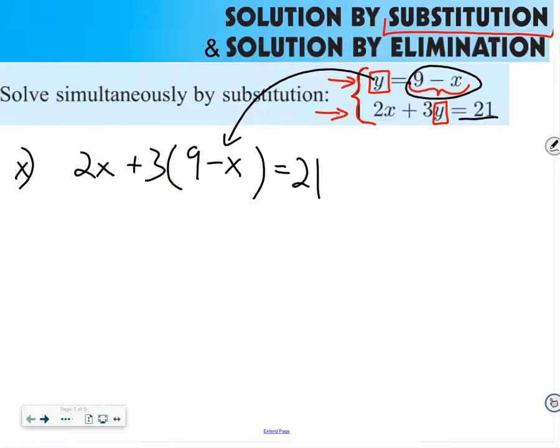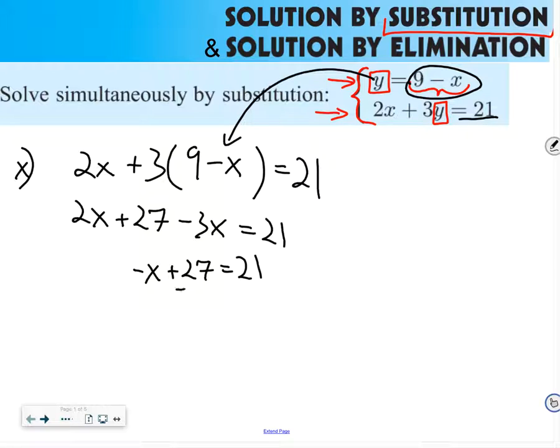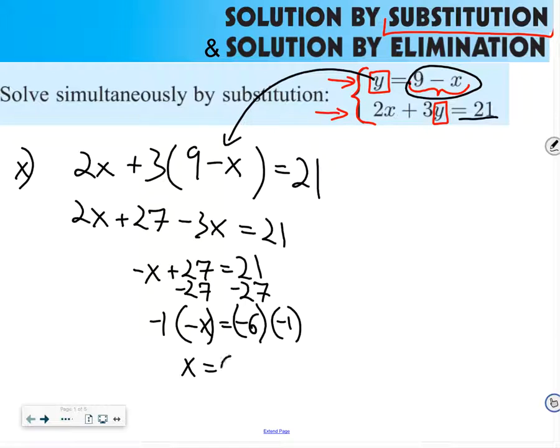So if I have an equation with only x's, I should be able to solve this. So I'm going to solve it by first distributing my 3 across. Okay, I'm going to collect my like terms. So 2x minus 3x, I'm going to get negative x plus 27 equals 21. And minus 27, minus 27. I get negative x is equal to negative 6. So I'm going to multiply this by negative 1, and I multiply this by negative 1, and I get x is equal to 6.